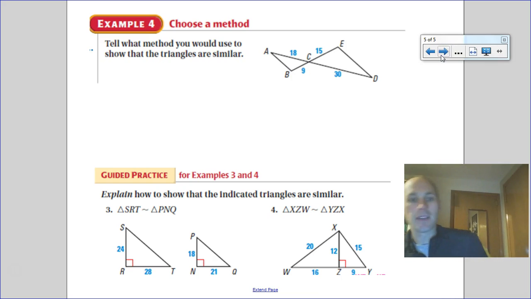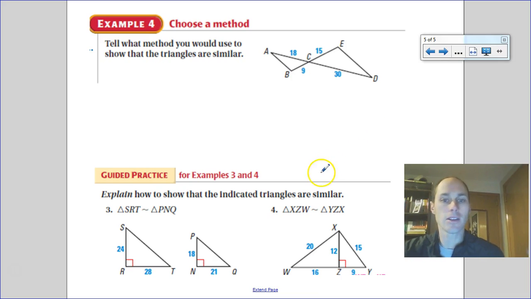All right, so finally let's take a look at comparing methods and figuring out which method we can use if we want to prove triangles similar. Take a look at these three examples here. Determine if you can show that the triangles are similar and by which method. Restart the video when you're ready.